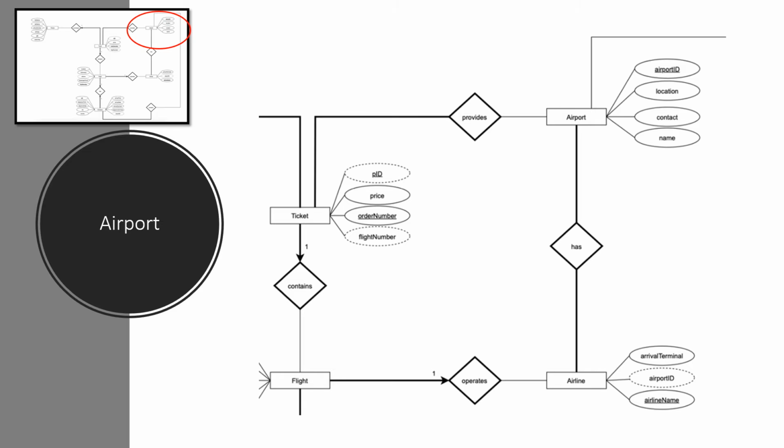The airport entity has 4 attributes, those of which being the airport ID number, the airport's location, the airport's contact, and name. As previously mentioned, the airport and airline entities share a many-to-many relationship to allow for several airlines to interact with several airports and vice versa. In addition to this relationship, the airport object has a one-to-many provider relationship to the ticket object. This design achieves the ability for an airport to distribute many tickets to any number of passengers, but a ticket can only be acquired from one airport.